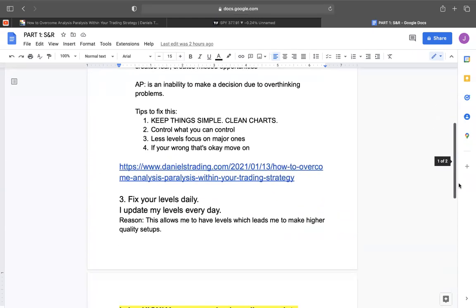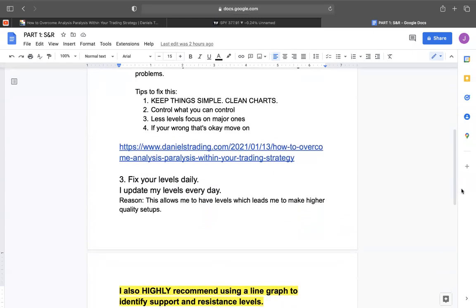All right. So next step, number 3. This is key right here. I think this is really also what took my game to the next level. A lot of you guys have levels that don't even work anymore. Like a lot of you guys plot support and resistance levels from months ago and you still trying to use them, right? What I do is I fix my levels daily, right?